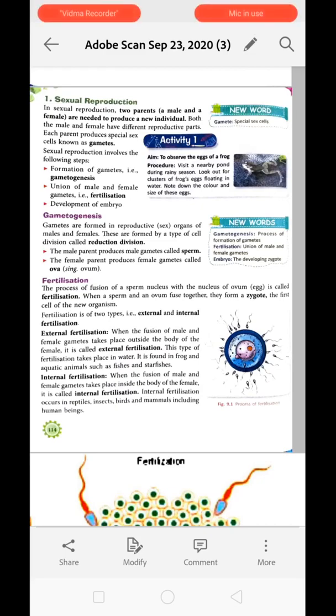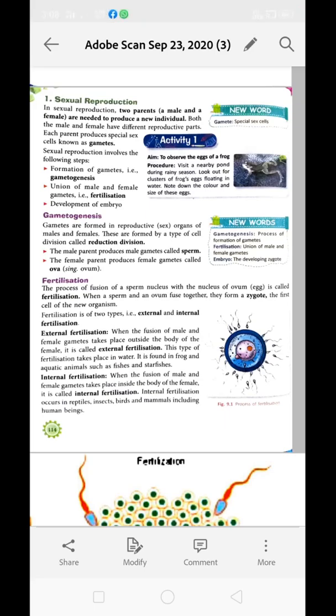Clear? Now understand what gametogenesis is. Gametes are formed in the reproductive organs, in the case of both male and female. These are formed by a type of cell division called reductional division, meiosis. Understood? A type of cell division that gives rise to the production of gametes is reductional.